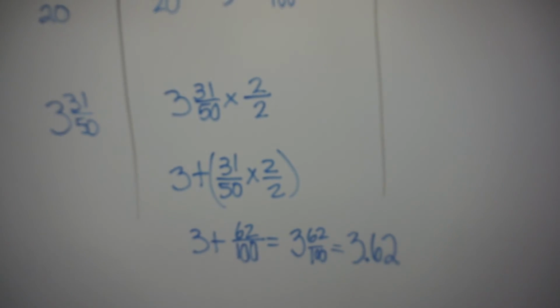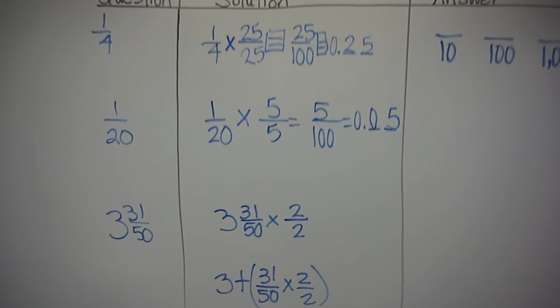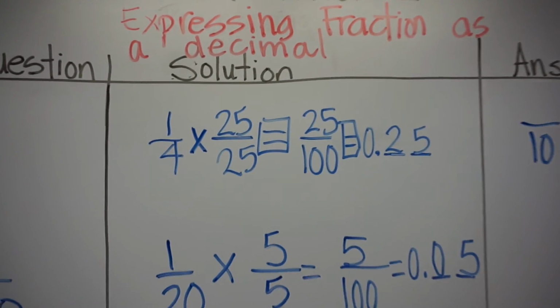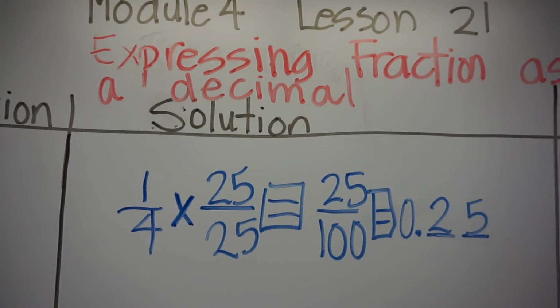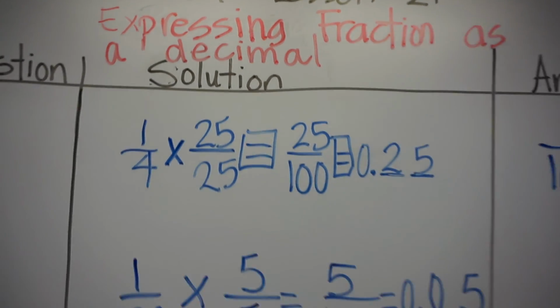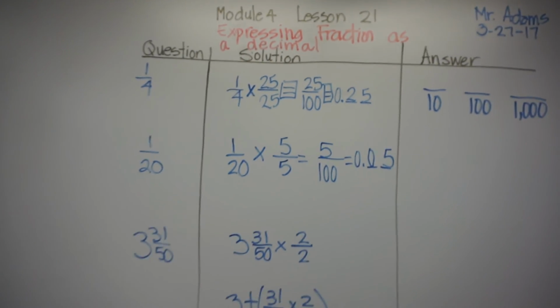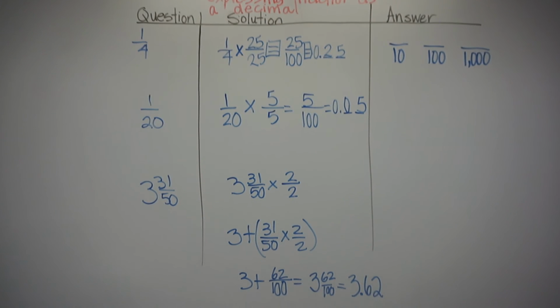Okay, my friends, so this is how you find the equivalent of a fraction as a decimal. And remember, you have to convert the fraction into a decimal, my friends.